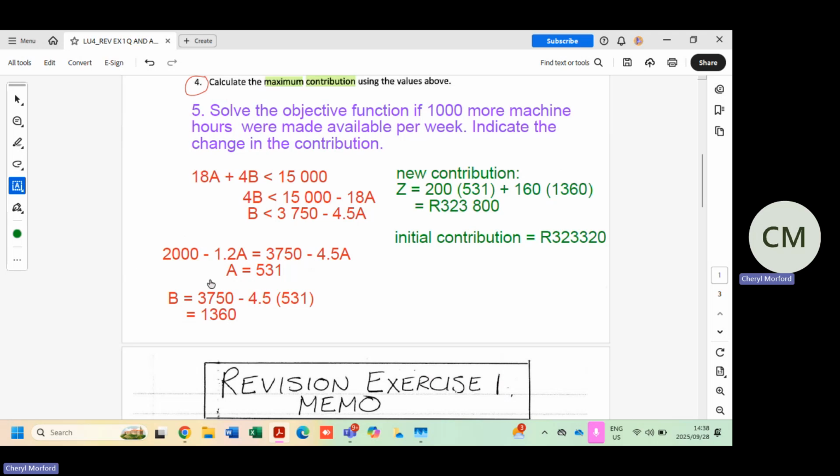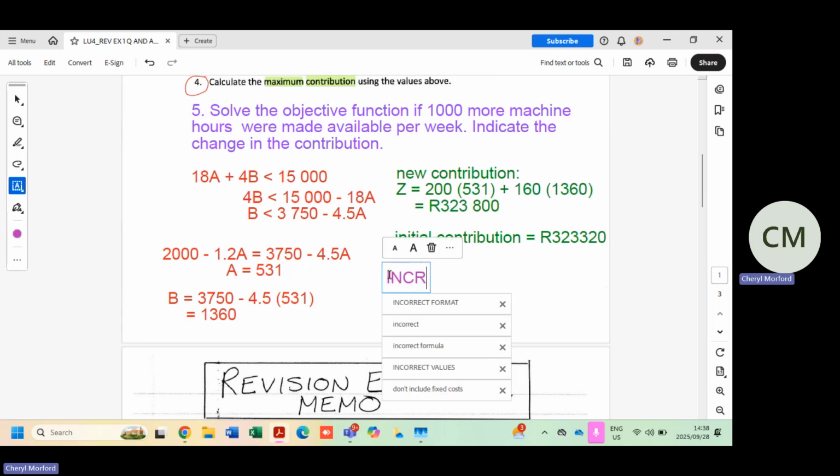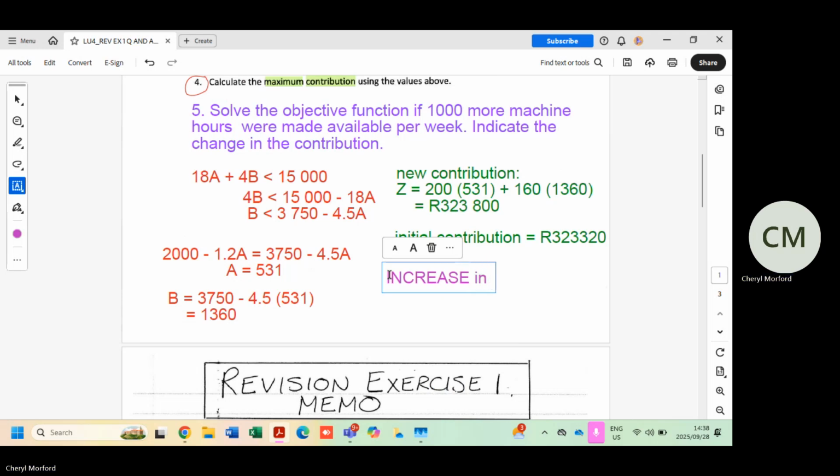So what we must now do is clearly state what our answer was. In other words, we are going to say that importantly, the increase in the contribution is equal to the difference between them, and that is equal to 480. So that, everybody, is shadow pricing in action. So it's shown us the change in the profit of the business as a result of a relaxation of the availability of one of the inputs.